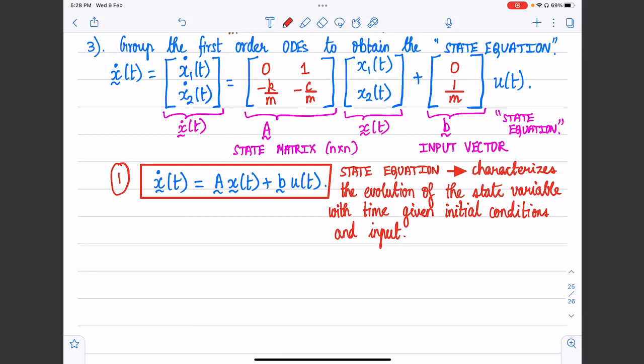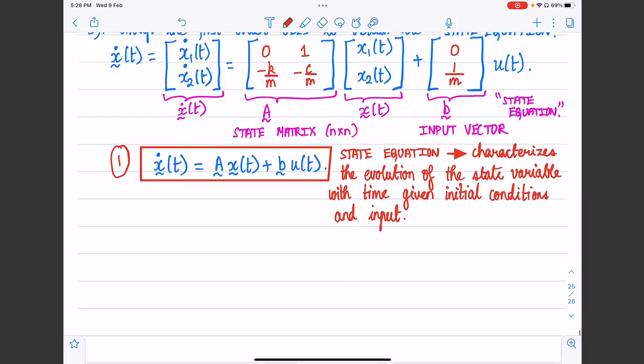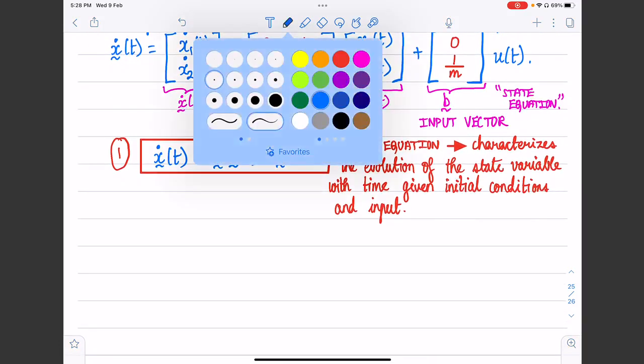If you recall, in the transfer function representation, we had the transfer function as the Laplace of the output to the input, right? But in the state space representation, we don't have the output yet appearing in the equation. The state equation only has the state variable and the input term. So now the question becomes: how do we bring the output into the picture?